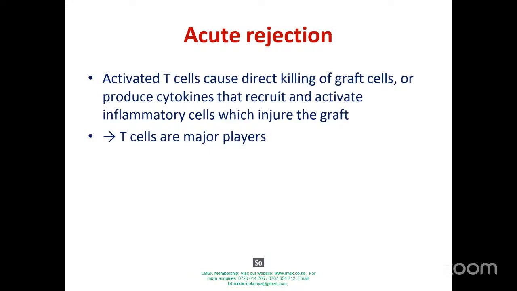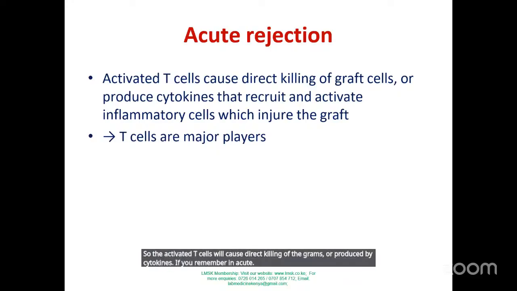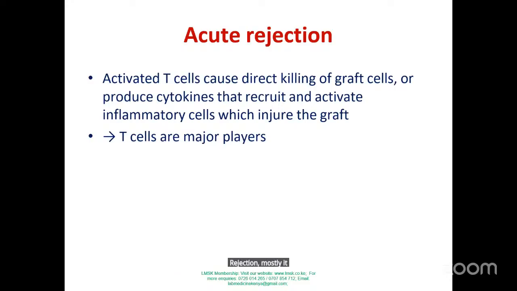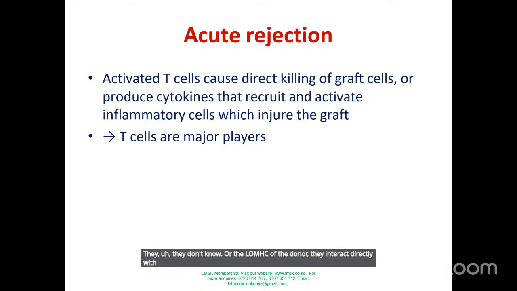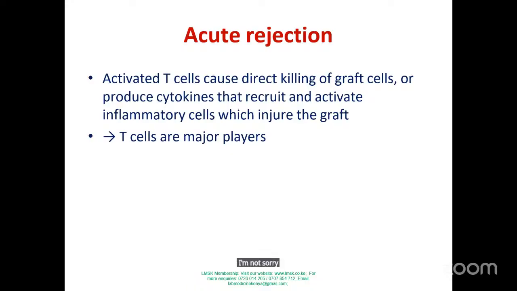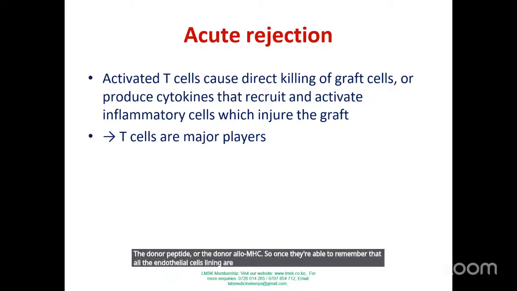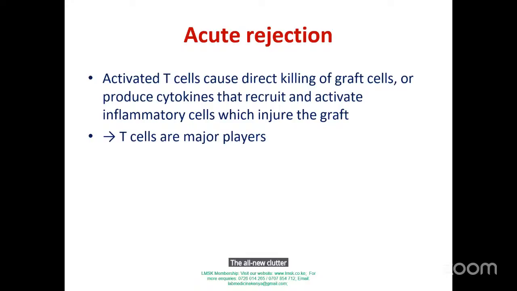So the activated T cells will cause direct killing of the grafts or injury produced by cytokines. We remember in acute rejection, mostly it is mediated by the cytotoxic T lymphocytes, where the allo-MHC of the donor interacts directly with the CD8 cells of the recipient. And in the process, effector CD8 cells are released. These effector CD8 cells are able to recognize the donor peptide or the donor allo-MHC. Remember that all nucleated cells have got MHC class 1 on their surface.